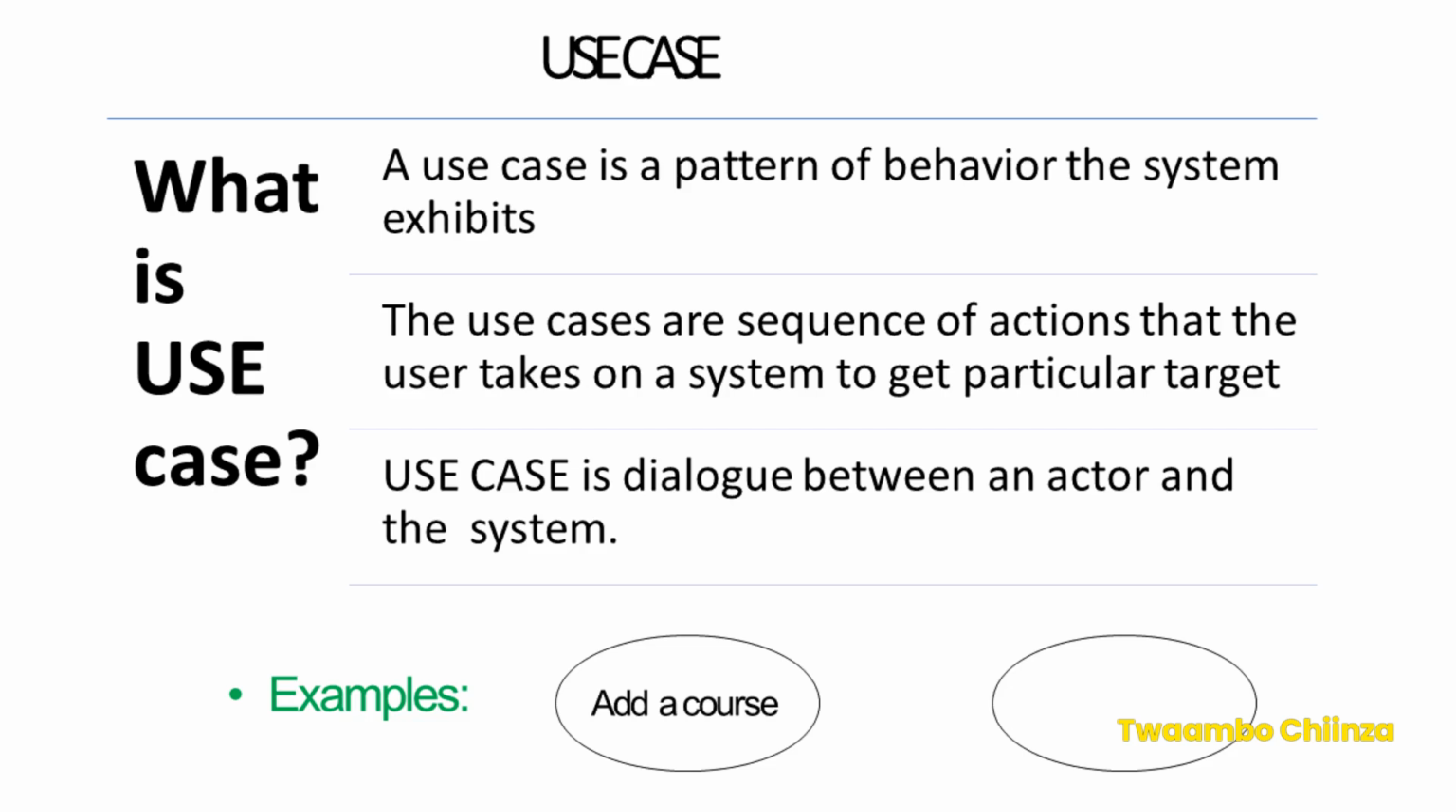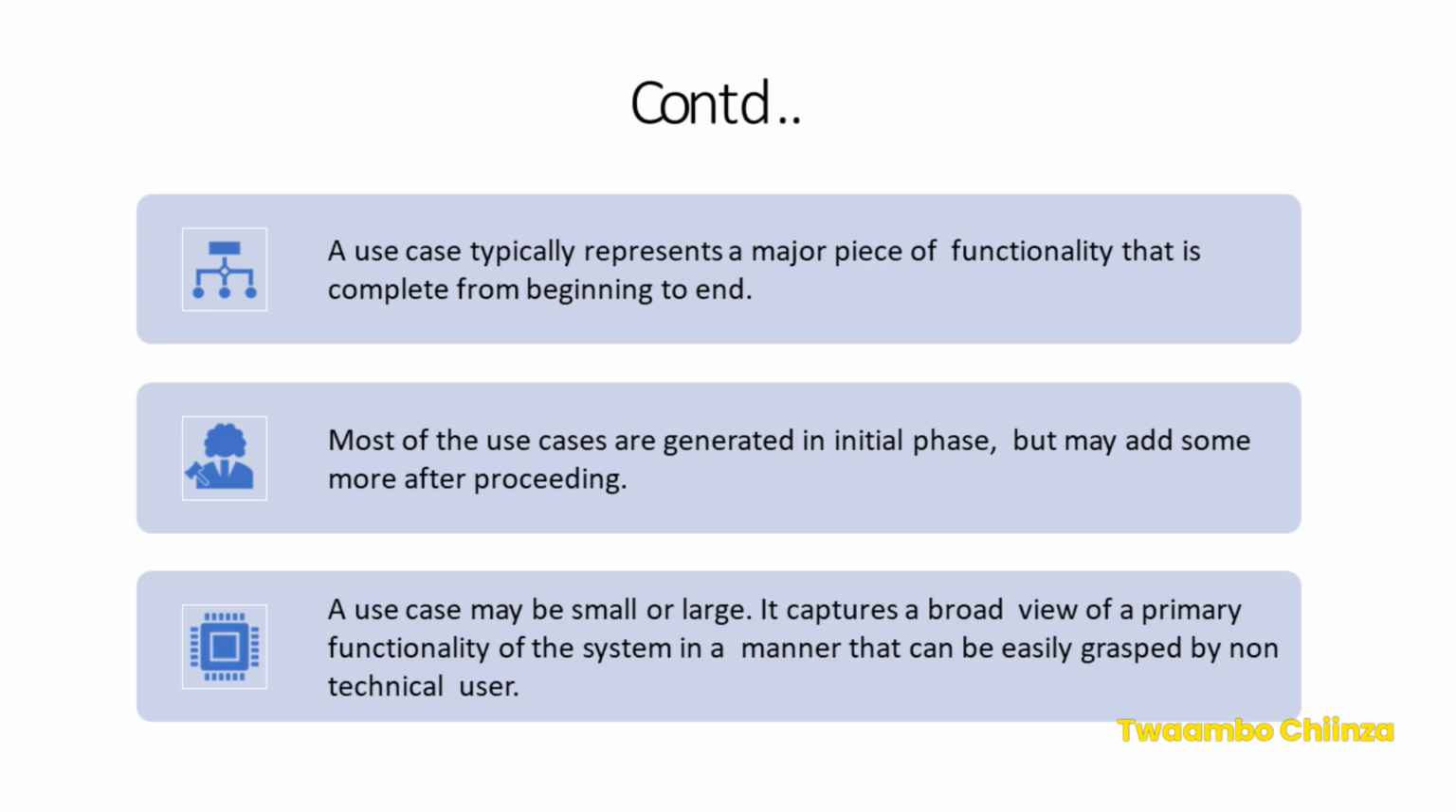A use case is a pattern of behavior that the system exhibits. It represents a sequence of actions taken by a user to achieve a specific goal. Use cases represent complete functionality of a system, covering the entire process from start to finish. They detail all the steps involved, ensuring that every interaction needed to achieve a specific goal is documented. For instance, a use case for an online purchase would include steps like selecting items, adding them to the cart, making a payment, and receiving confirmation.